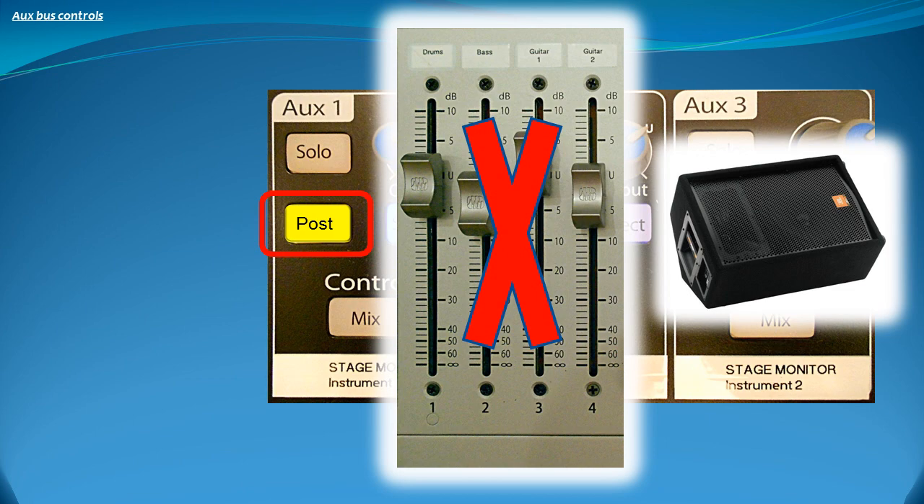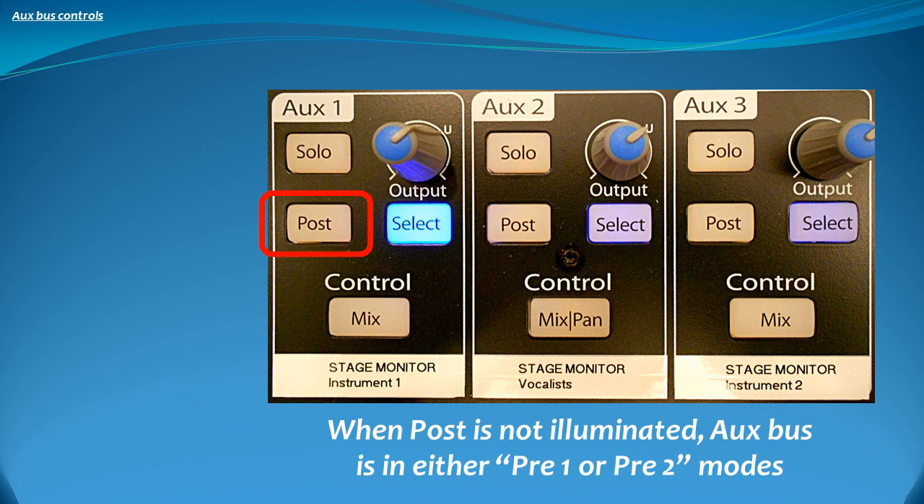When the post button is not illuminated, the aux can be in either Pre-1 or Pre-2 mode. Pre-1 means that the aux signal is taken from an input channel prior to most of the dynamics and EQ and also prior to the channel fader control. Alternately, Pre-2 mode means that the aux signal is taken from the channel after the dynamics and EQ settings, but prior to a channel's fader setting.